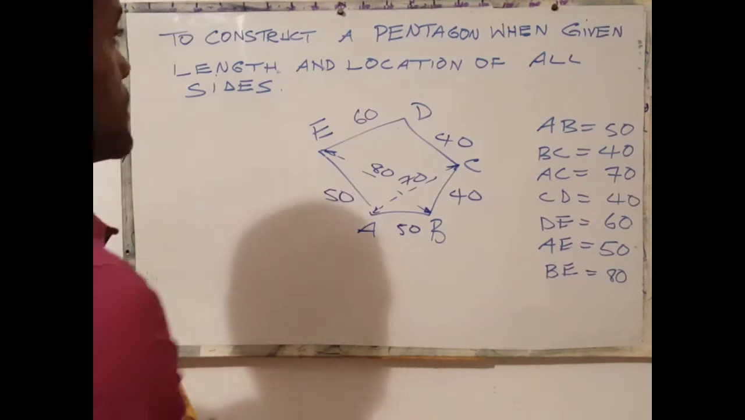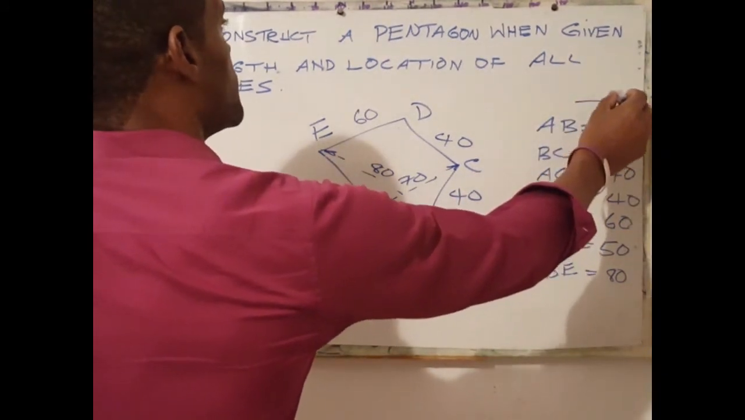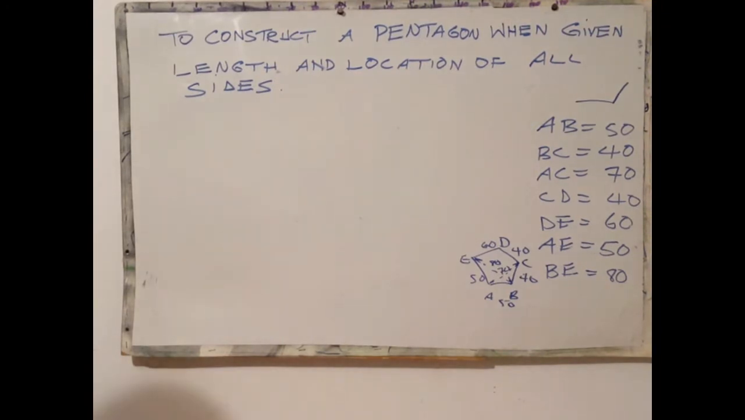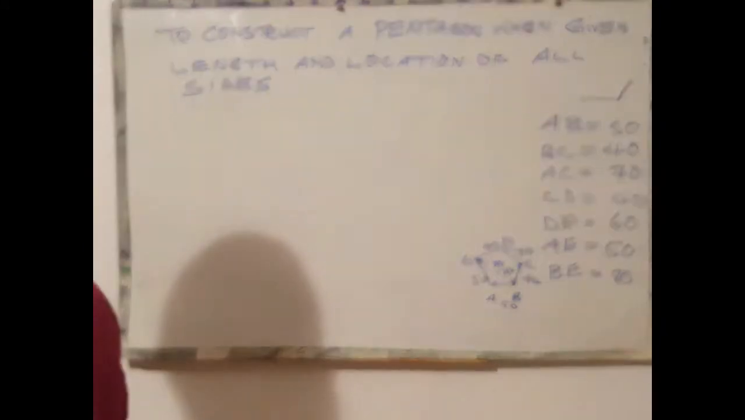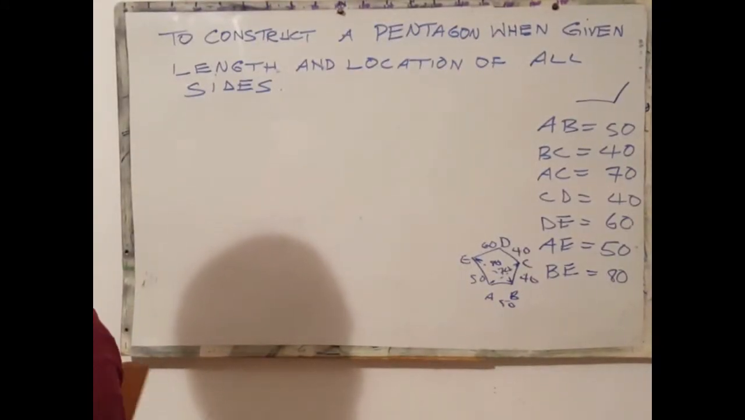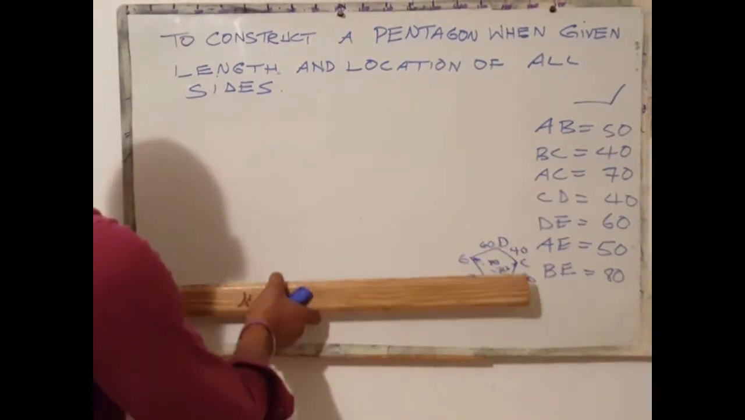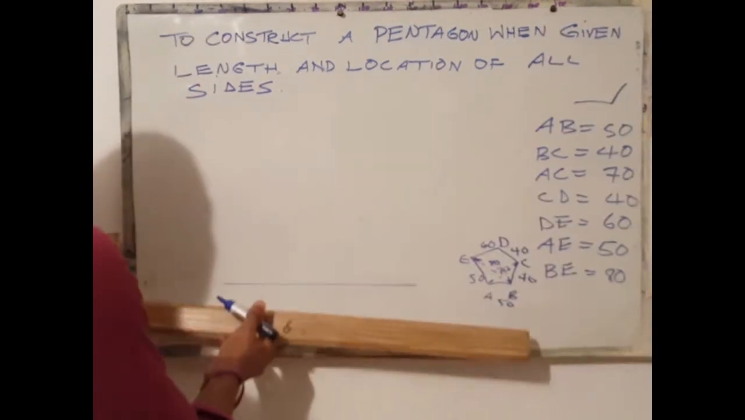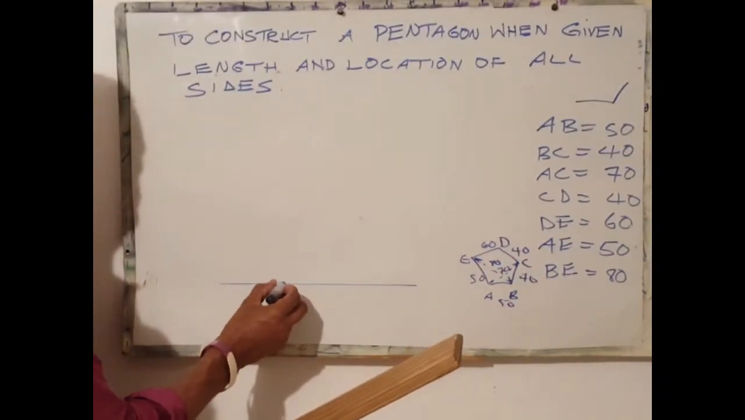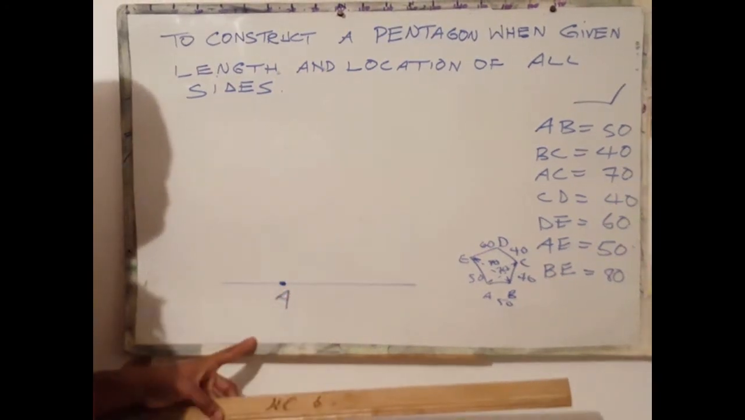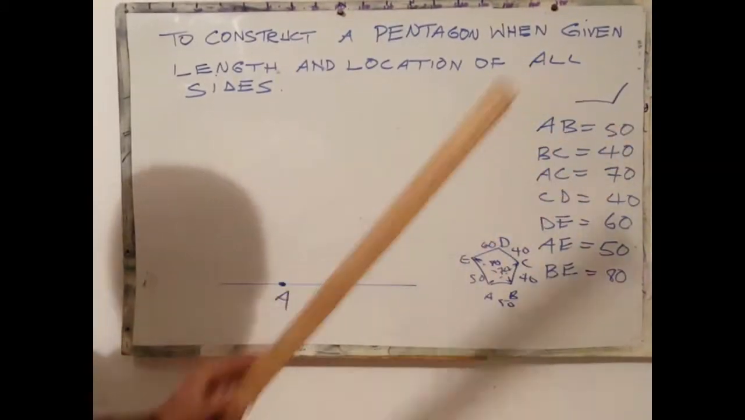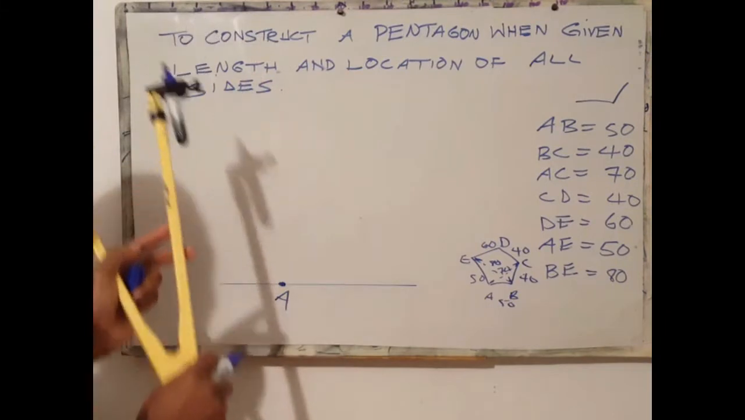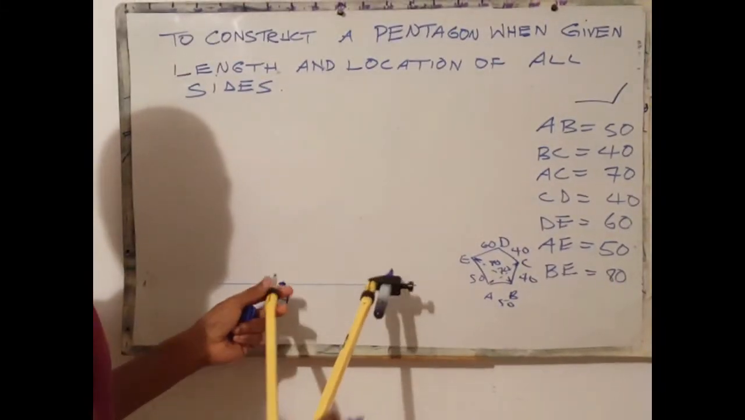Alright, so let me draw this over to this side. The first step to construct this pentagon is to start by drawing a random length horizontal line. The next step is to identify point A. From point A, measure 50 millimeters. Label that point B.